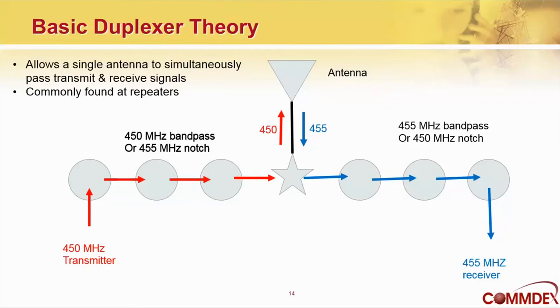On the receive side, just the opposite occurs. The 455 signal coming in will hit the star, and it'll decide which way it wants to go. Well, it sees all those cavities tuned for 450 in one direction and cavities tuned to 455 in the other direction. So it takes the path of least resistance and heads towards the 455 receiver. And there are different variations on how you can arrange these types of cavities, whether they be pass or notch or both. But this is the basic concept of how a duplexer works.